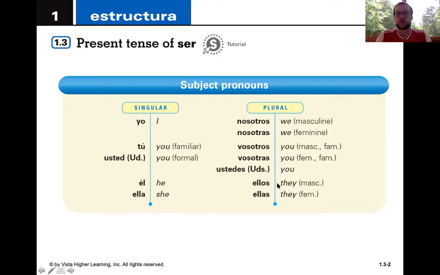Then we have the third person plural of ellos and ellas, right? Same thing here. If it's a group of males or if it's a group of females with a male, it would be masculino, ellos, right? And then if it was a group of all females, it would be ellas. Okay, muy bien. Muy importante to learn this chart. Very important to learn these subject pronouns and your conjugation charts, which we will look at here in just a second.